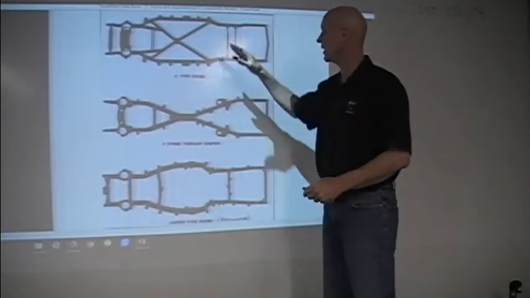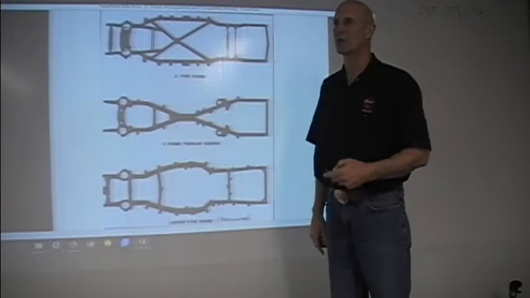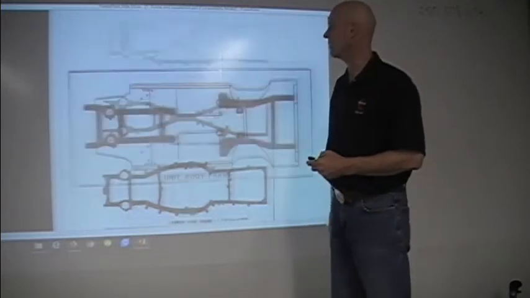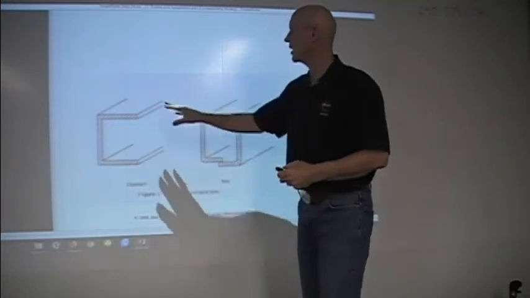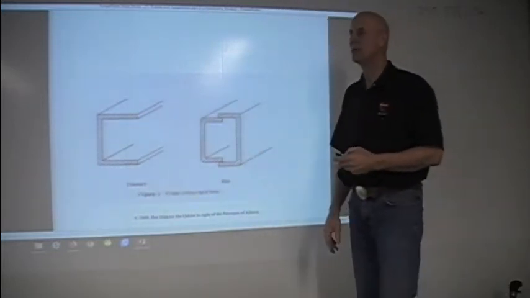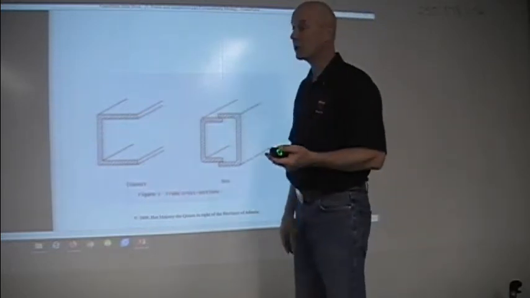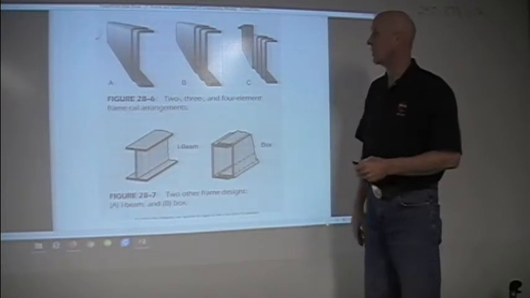Now, we don't see this type of cross or frame setup in highway trucks or off-highway. This is more of a vehicle setup. But what we see is C-channel, which is probably the most common, or we can see box channel. We can also see I-beam on off-highway equipment.